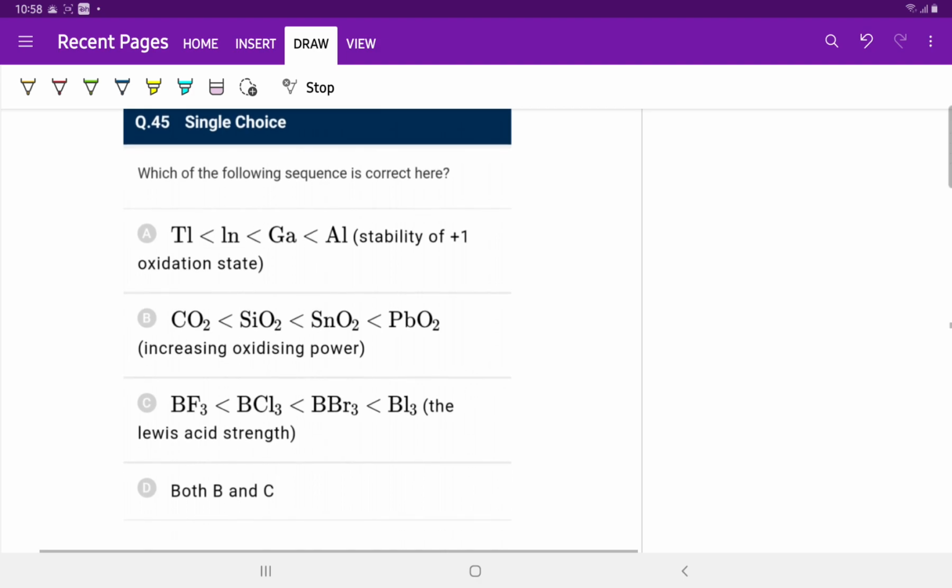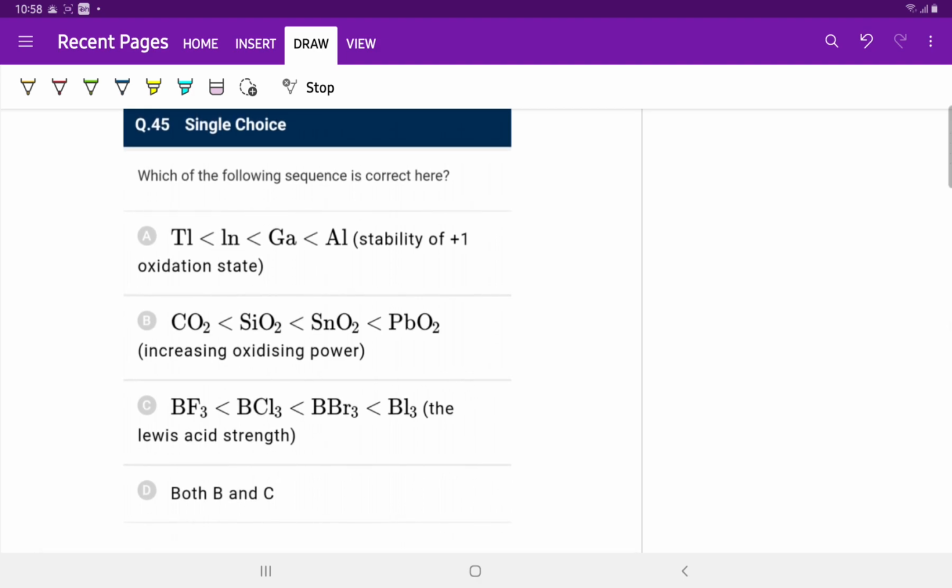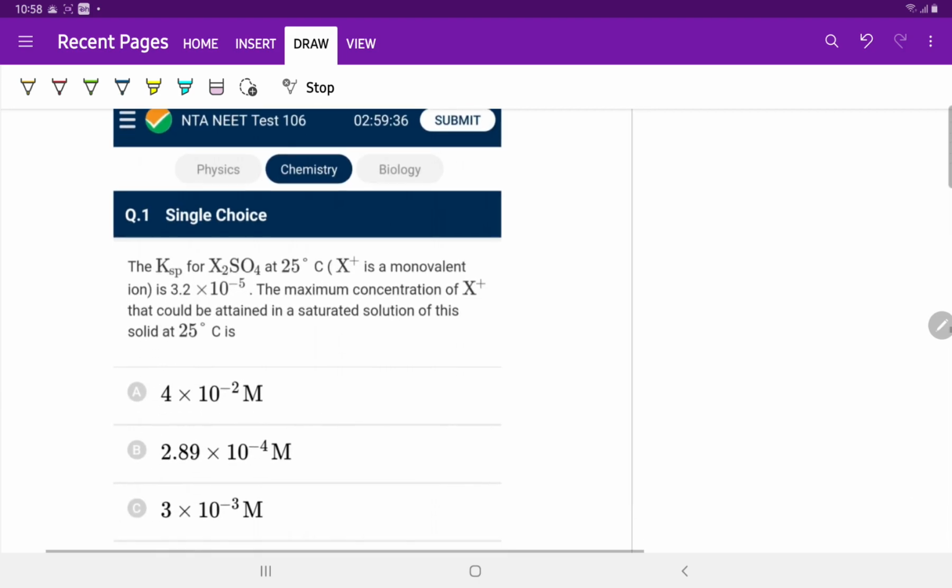Now the last question, question number 45. Which of the following sequences is incorrect here? Okay. Helium, indium, gallium, aluminum, stability of +1 oxidation state. No, this is incorrect. CO2, SiO2, SnO2, PbO2, increasing oxidizing power. Yes, this is correct. BF3, BCl3, BBr3, BI3, the Lewis acidity. Yes, due to back bonding, BI3 is the strongest Lewis acid. So both B and C are the answer.